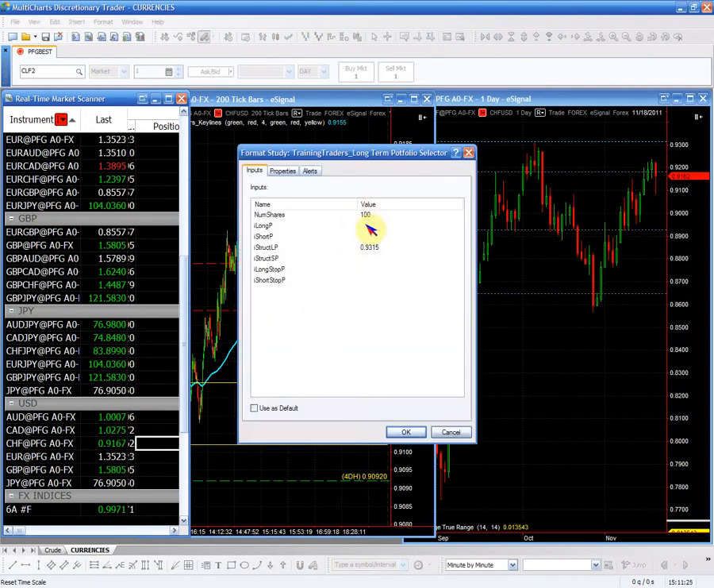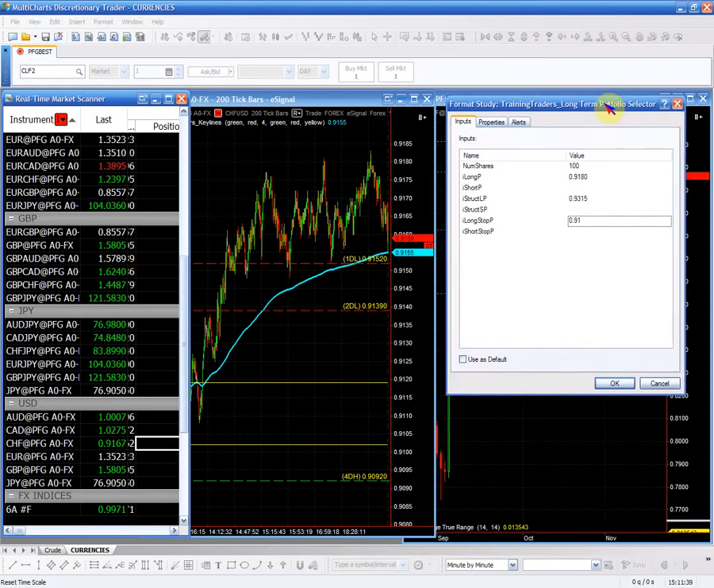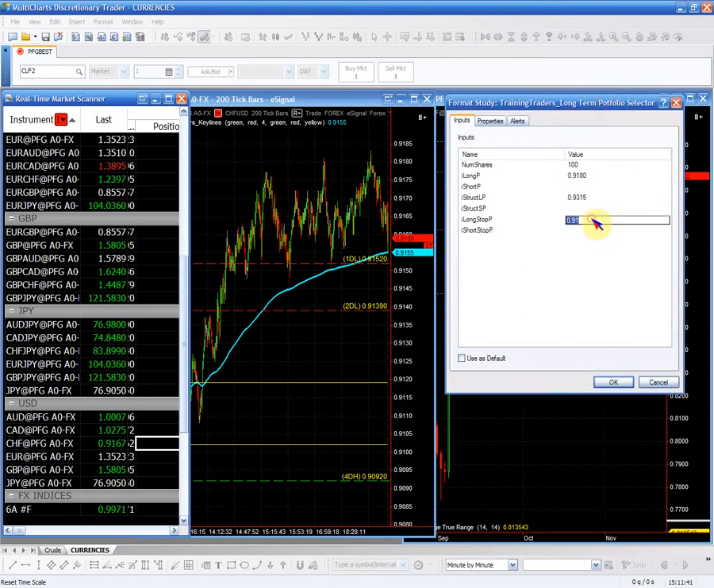So my long point is 91.80, and my stop is 91, which is the market side, 55. I'm going to make it 91.50, so 5 pips below the market side. So that is my structure point.